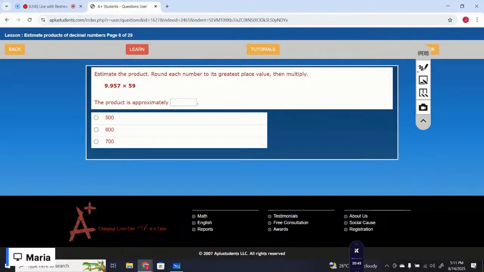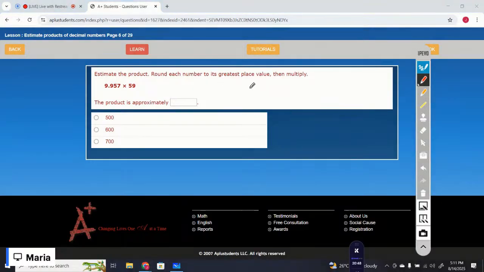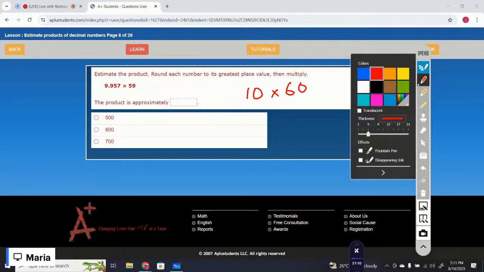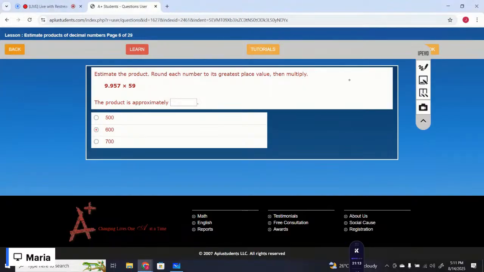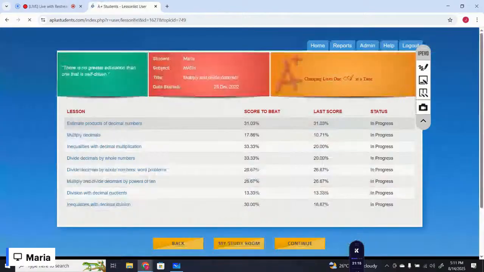9.957 times 59. 9.957 is rounded to 10 and 59 is rounded to 60. That is 600. Option number 2 is the correct option. Okay, you can complete the lesson by yourself later today. Let me just move on to the next lesson, that is multiply decimals.